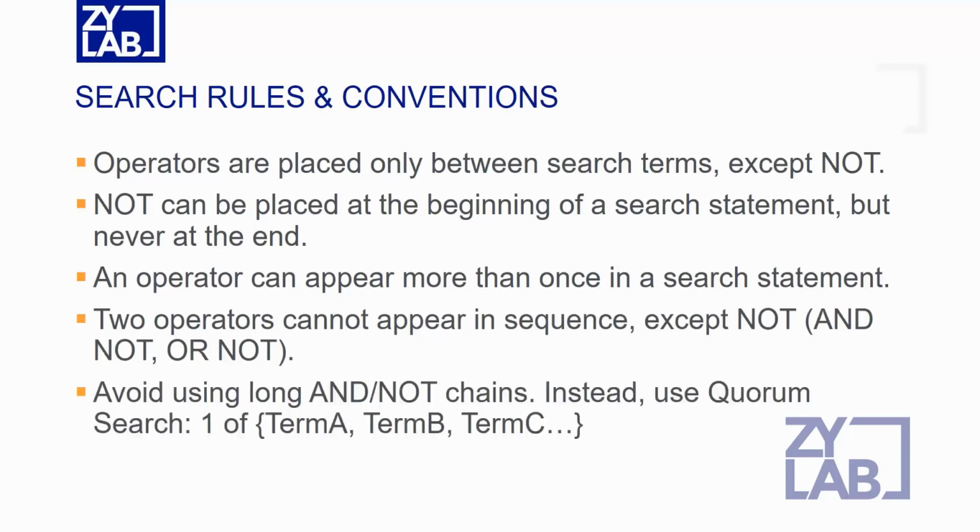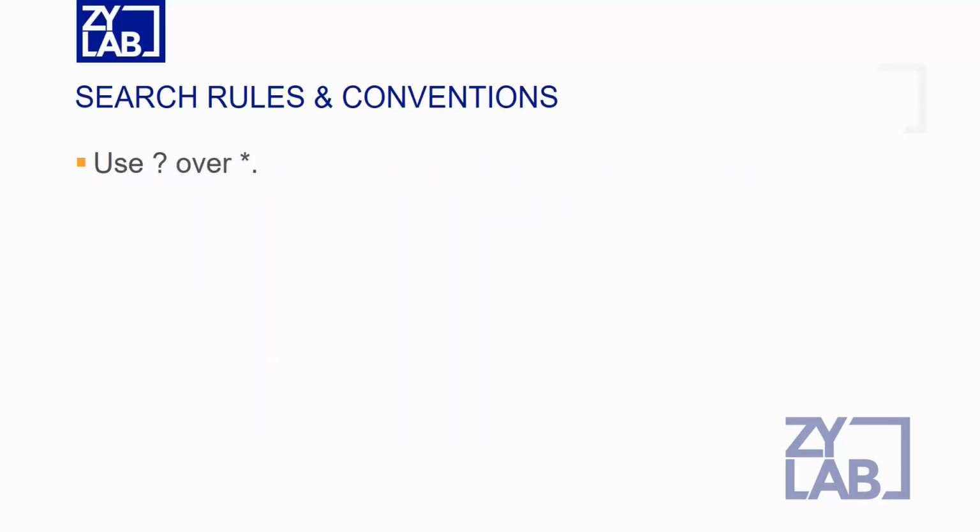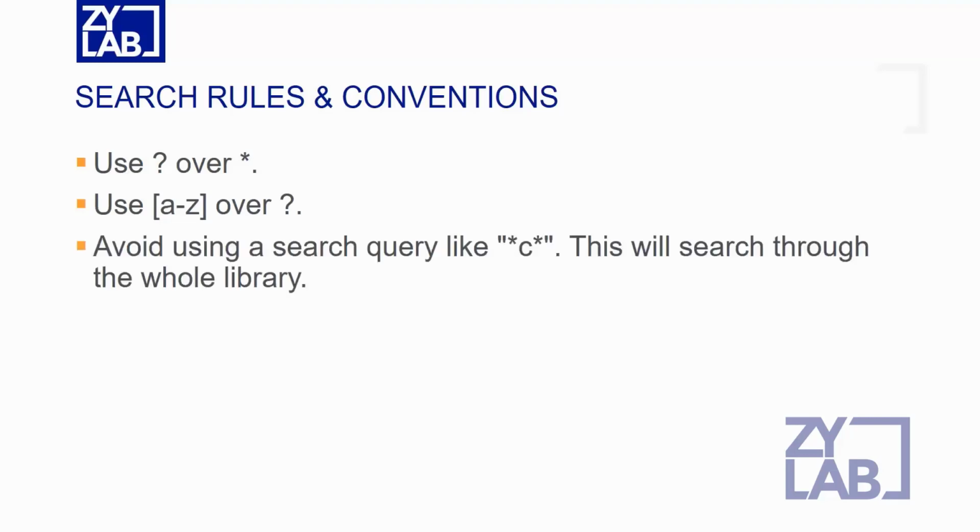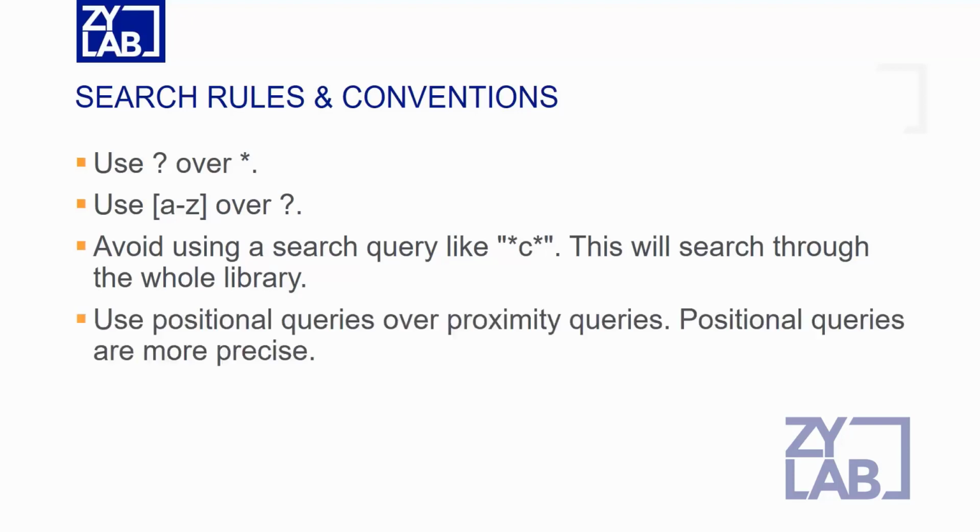Avoid using and not chains. Instead, use a quorum search. It is best practice to use the single character wildcard over the multi-character wildcard. Use a character range over a single wildcard search. Avoid using a search query like *C*, as this will search through the entire library. Use positional queries over proximity queries. Positional queries are more precise.